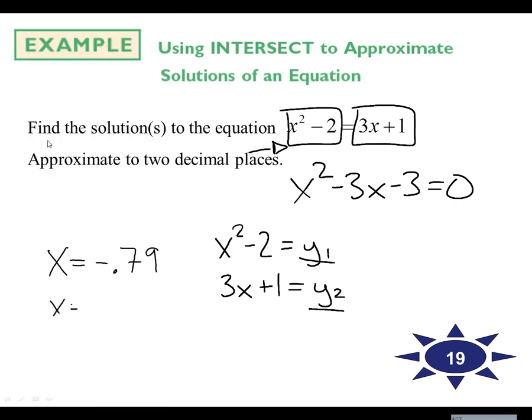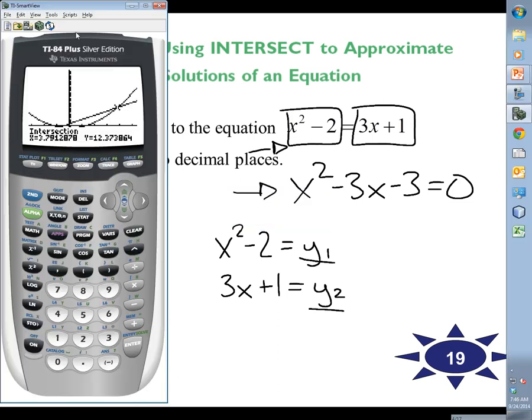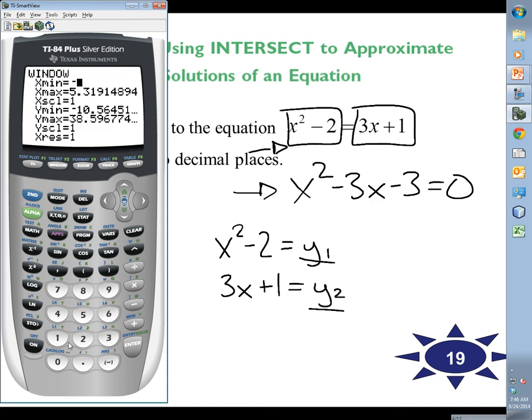X equals 3.79. Now, let's check it using the first method we learned and see if using the 0 method will get us the same answers. So, graphing calculator, I'll go back here. I'm going to clear this out, clear the other one out. We're going to use the other method, x squared minus 3x minus 3. And we're going to give ourselves a good window here again, negative 10 to 10, negative 10 to 10.